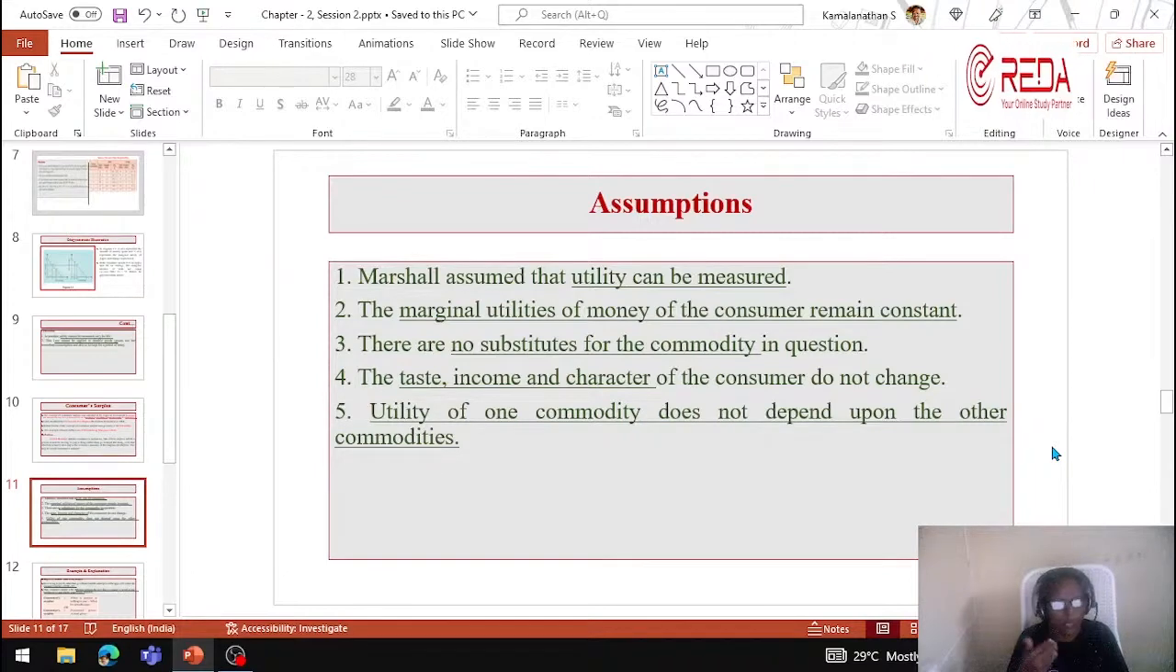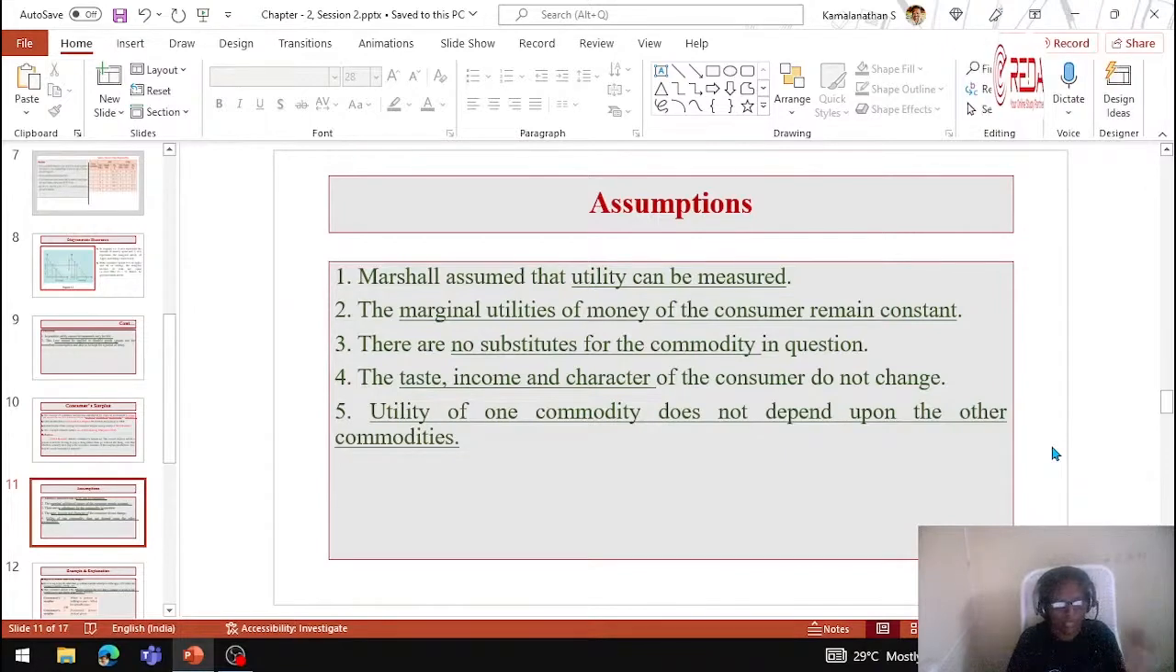Ready to give 1,000 rupees extra. But that should not be there, he is saying. But that is not possible in the real world. Okay, now we have more number of commodities in the market.